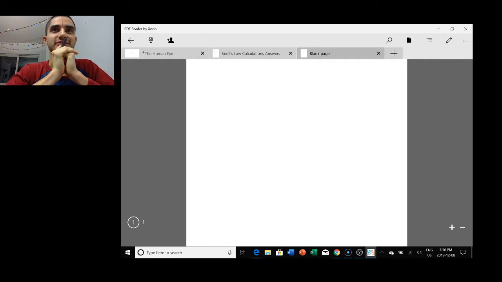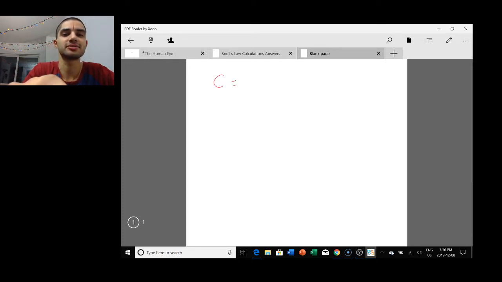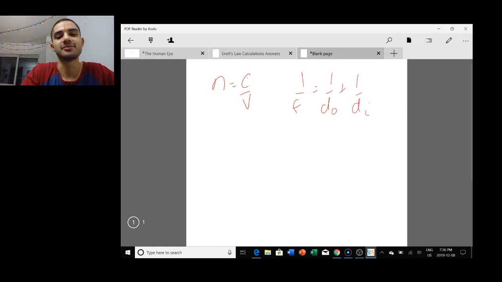You will get the formulas. They'll just be formulas like N equals C over V, and 1 over F equals 1 over DO plus 1 over DI, and M equals HI over HO equals negative DI over DO. Snell's law, N1 sine theta 1 equals N2 sine theta 2.